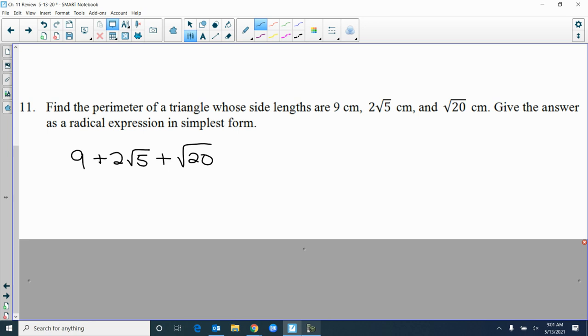Yes. Very good. We add the 9 and the 2? Okay, you cannot add the 9 and the 2 because the 2 is with the square root of 5. The only time you can add those together is if that had a square root of 5 with it. Right now, as you look at it, you can't add anything together. But you got to try to simplify the square root of 20.